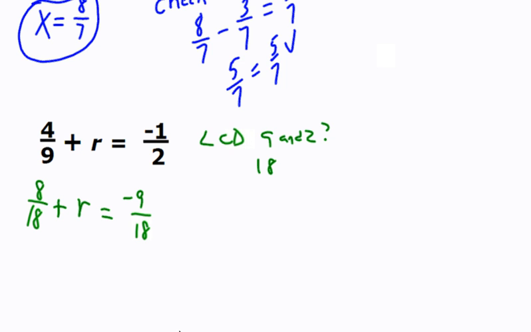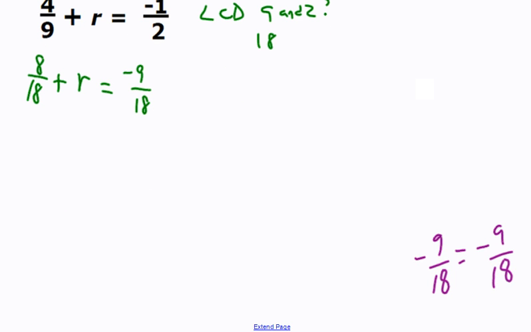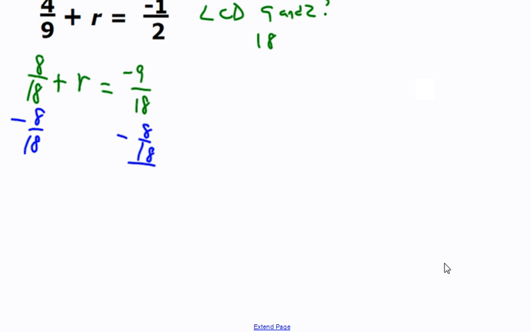Now, once again, I have something more than r. I want to get r by itself. So what should I do to get r by itself? Subtract 8/18 from both sides, right? Yeah. So I'm going to show that in the form of a transformation. So subtract 8/18. And let's remember, when I'm subtracting from a negative number, I'm moving left on the number line, right? So where am I ending up here with r?